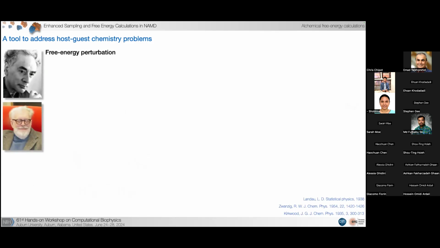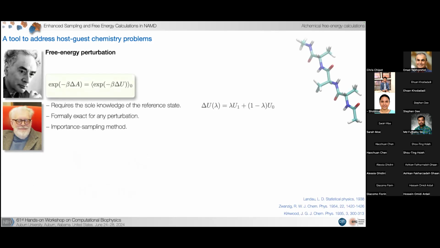Okay, so now we have the single topology paradigm, we have the dual topology paradigm, so we know how to transform one species into another species. What do we do with that? We calculate the free energy. So, more pictures, more names. This is Lev Landau, and this is Bob Zwanzig. It's interesting how history makes names disappear. Oftentimes when we talk about free energy perturbation, we only think about Zwanzig.